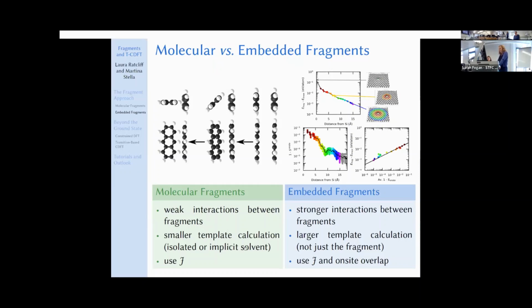On the plus side for molecular fragments, we can do a smaller template calculation, either gas phase or something which we haven't tried, but which would make sense to do, is to use implicit solvent to generate the template. Whereas in the embedded fragments, you need a larger template calculation that has more than just the fragment, but enough of an environment to be representative. And we also have this cost function and this on-site overlap matrix to tell us something about whether or not the fragment approach is appropriate to use.